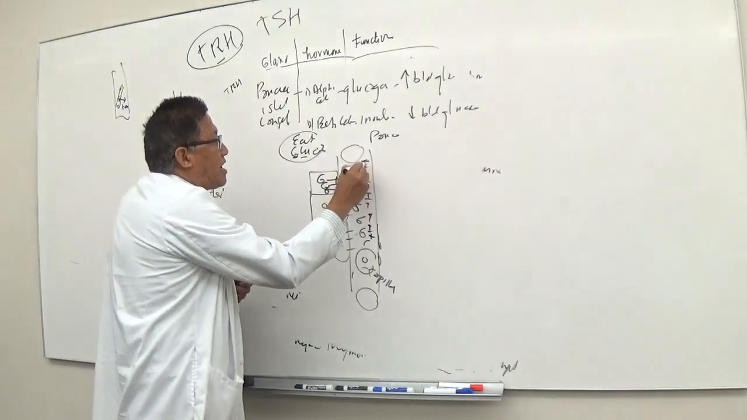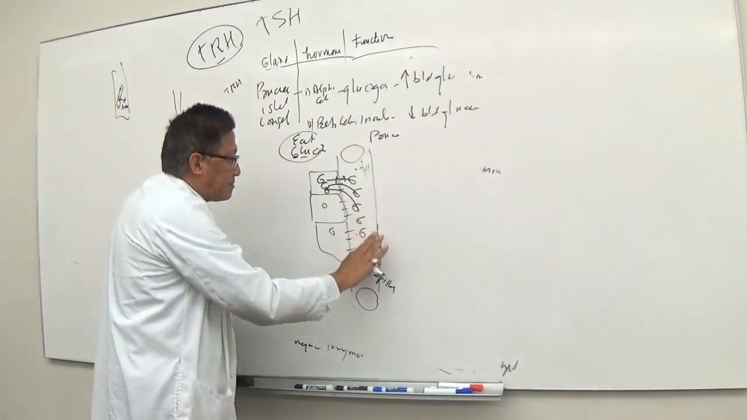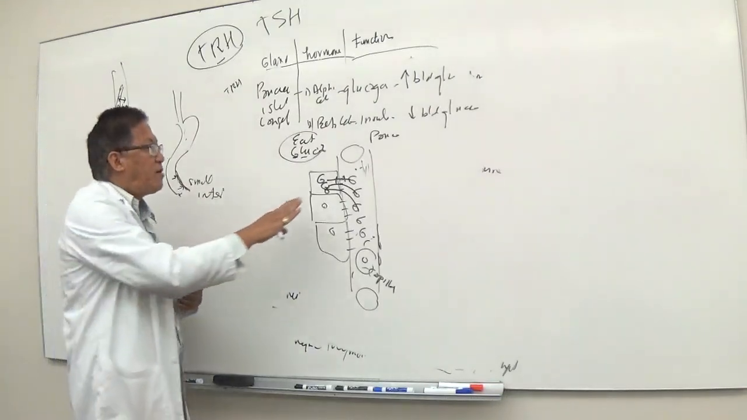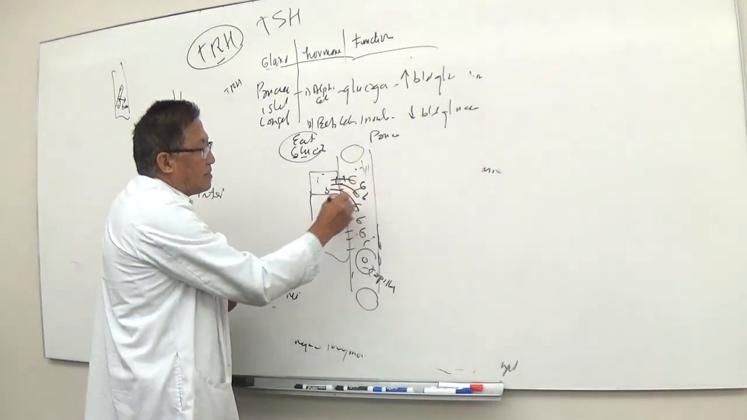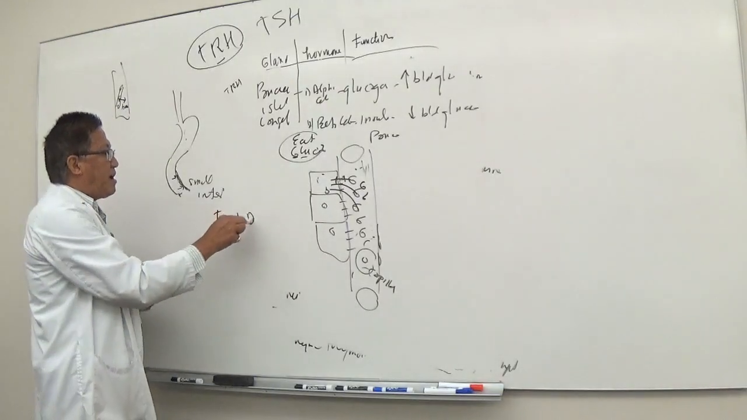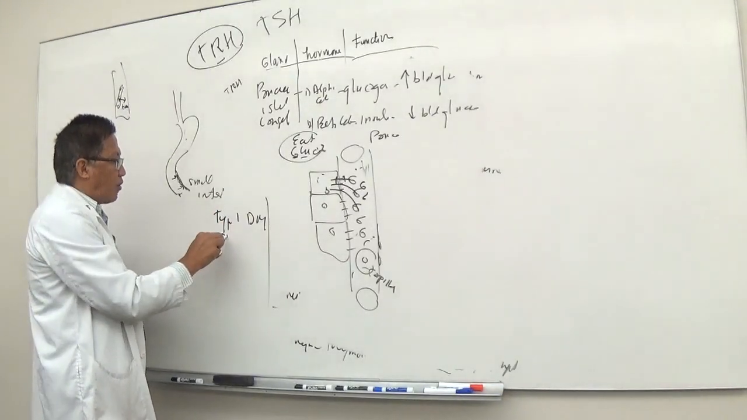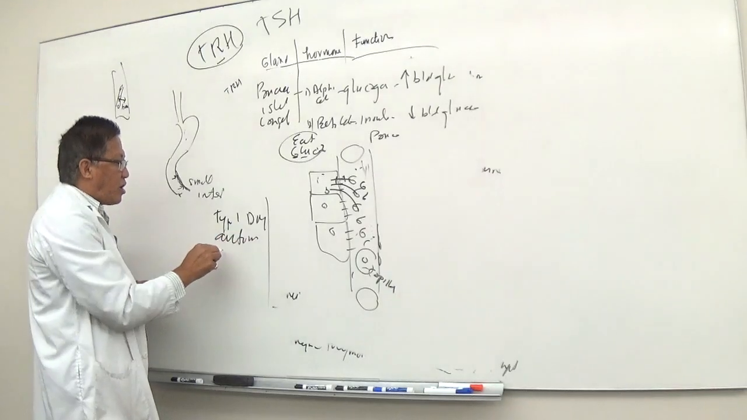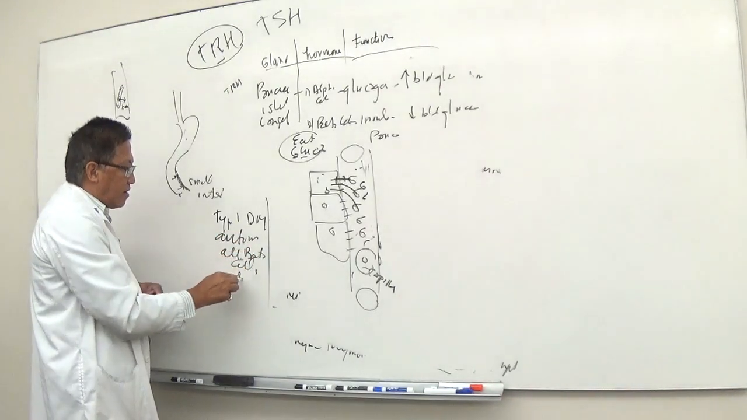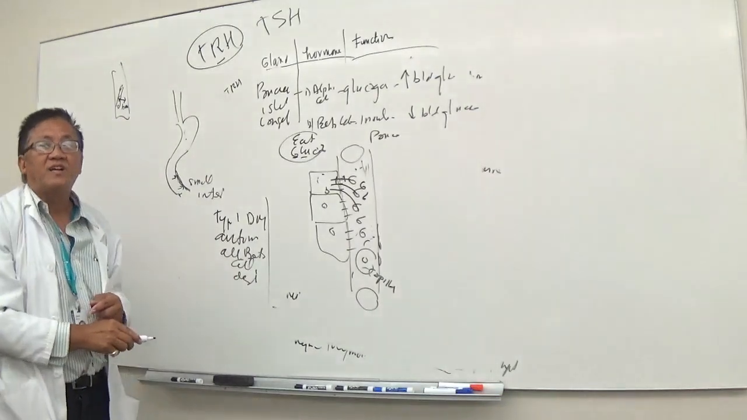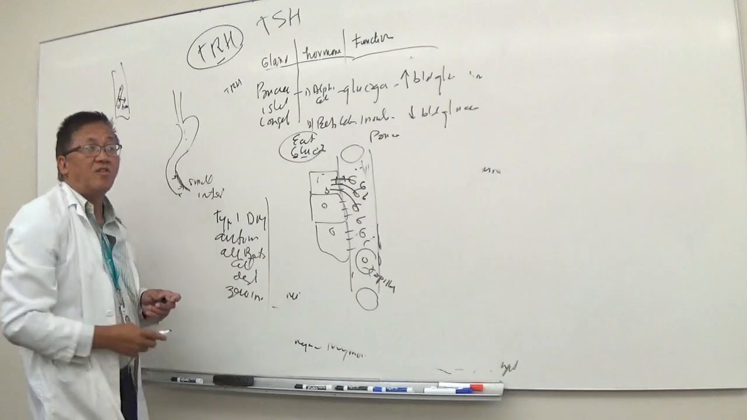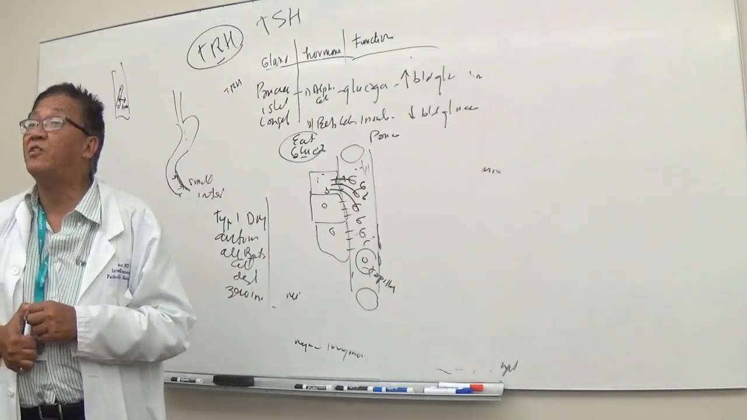If there is no key or zero key, will the glucose be able to enter the cell? No. The glucose will remain where? That's why you have hyperglycemia, that is type 1. Type 1 DM. What is type 1? Autoimmune. Destroy all what? All beta cells are destroyed. So how much insulin is produced? Zero. Juvenile, young children.